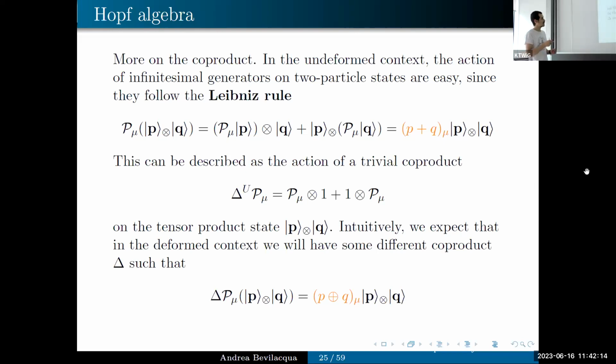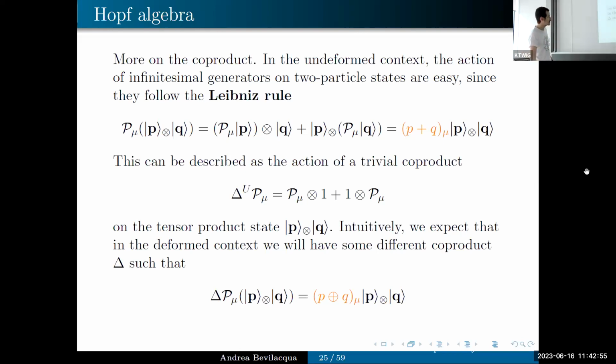Of course, this kind of Leibniz rule can be described as the action of a trivial coproduct, which is defined this way, on this tensor state. Why? Because if you apply it to this tensor state, you get exactly P mu acting on P and nothing on Q, plus nothing on P and P mu on Q. So this is in the undeformed context, as you see from the U. Intuitively, we expect that in the deformed context we'll have a different coproduct rule, such that when we apply it to the tensor product state we still get the same relation, but with a deformed plus. So we expect something like here.